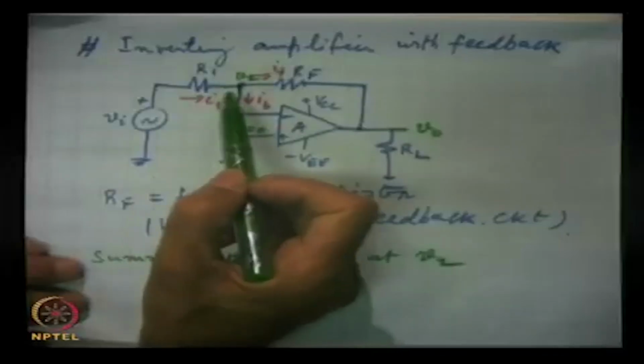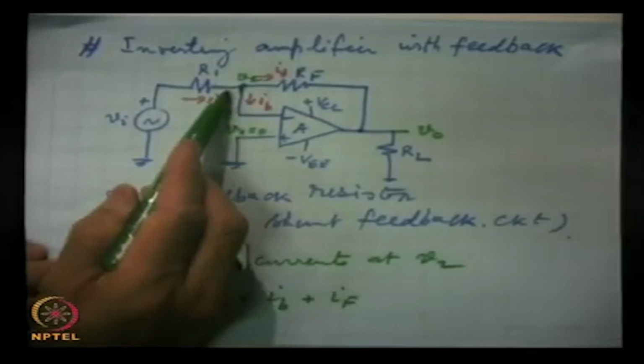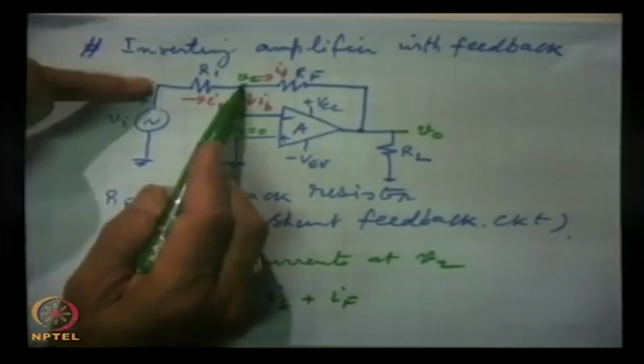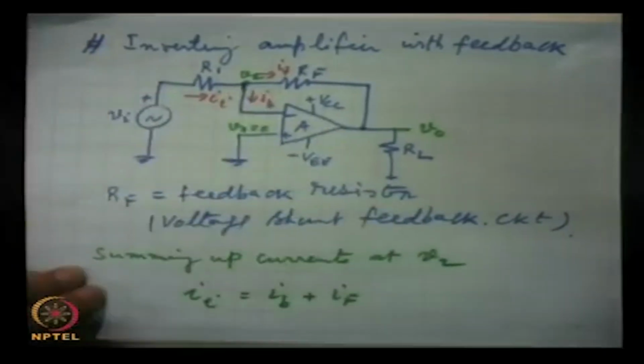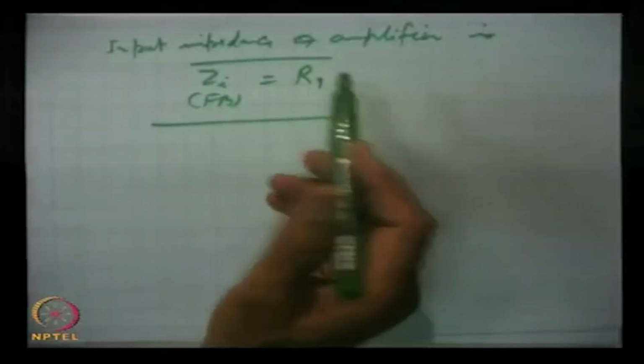And from a simpler consideration also the value comes out to be R1. The simpler consideration is that this point is at ground potential, V2 is virtual ground. So, what is the impedance which you expect between these 2 points, the virtual ground and this point? R1. So, from a more rigorous analysis as well as this simple analysis, we have found that input impedance is R1.